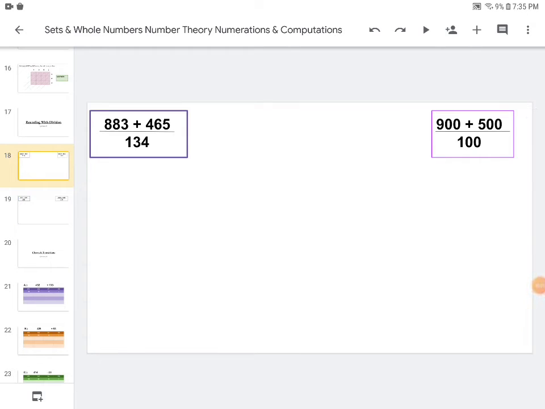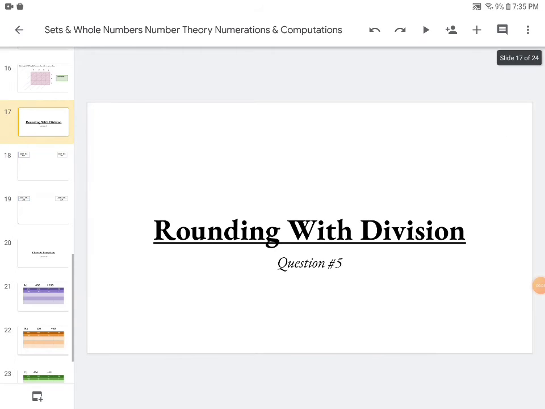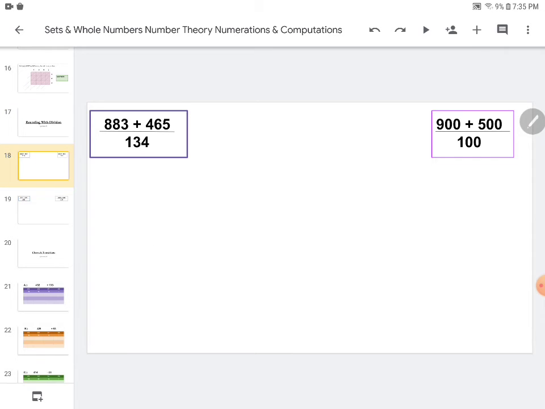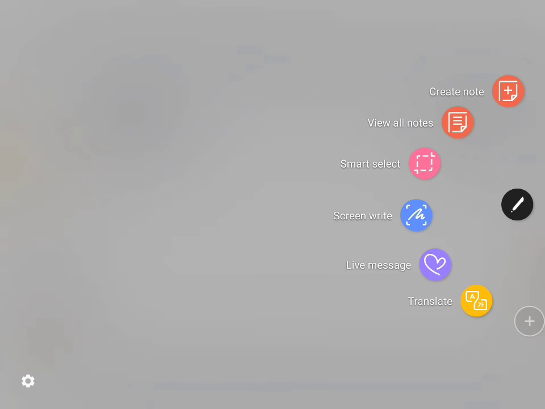All right, guys, so now we're going to go ahead and we're going to start out with rounding with division, which is going to be question number 5. Our first problem is going to be 883 plus 45 divided by 134. If you'll look at my screen, I went ahead and took the liberty of creating the rounded problem, which we'll figure out in the next one. I'm going to explain how you find that.